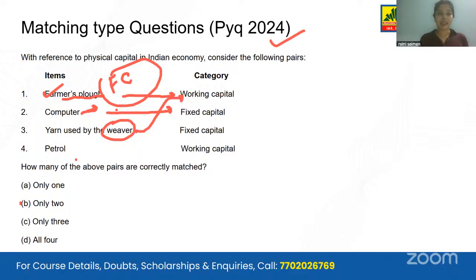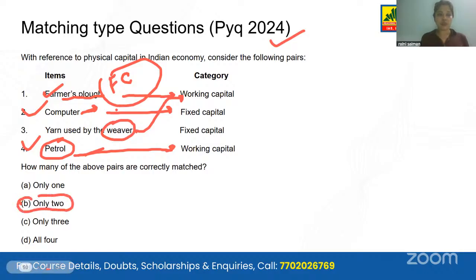Okay. And then your petrol, my dear students. Petrol is your working capital because when you're working, it gets exhausted. It is not your long-term capital. You cannot save it for your long-term fixed capital. So again, this is correct. Okay. One is wrong. Two is correct and four is correct. So the option here is only two because we don't have the option of 1 and 4.